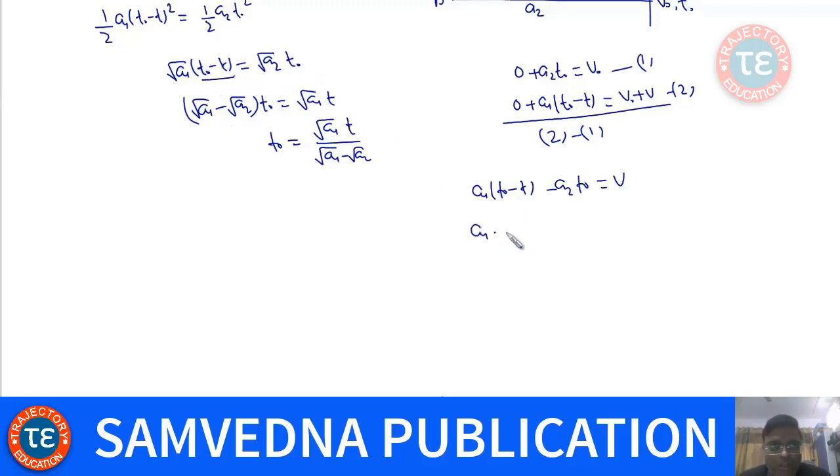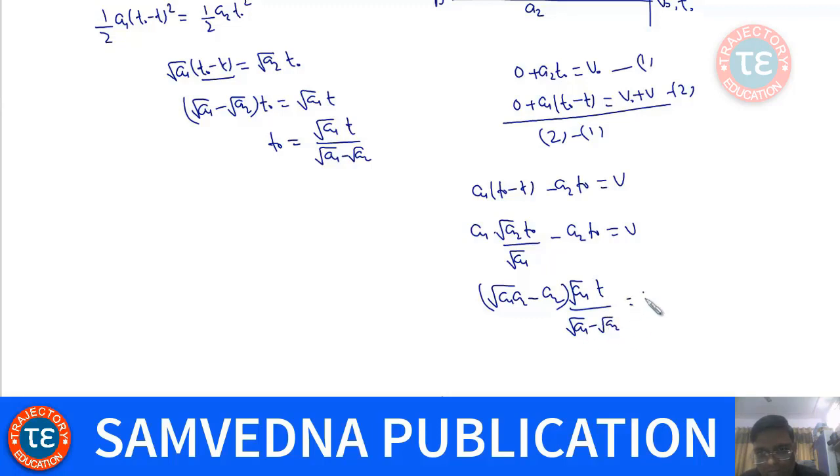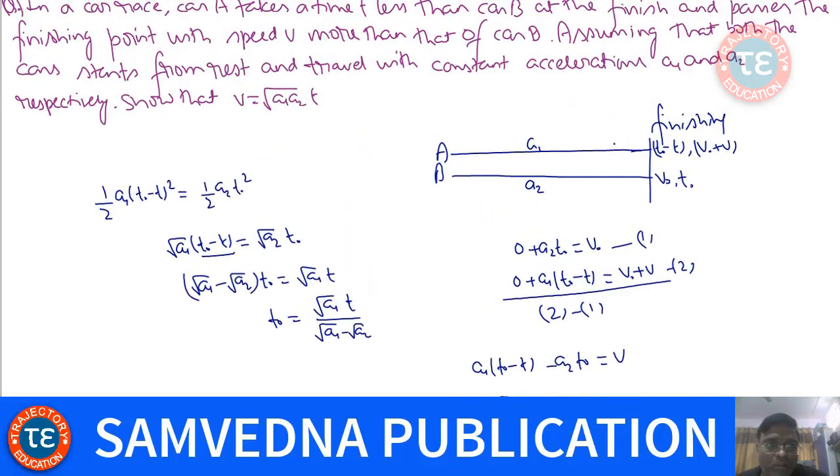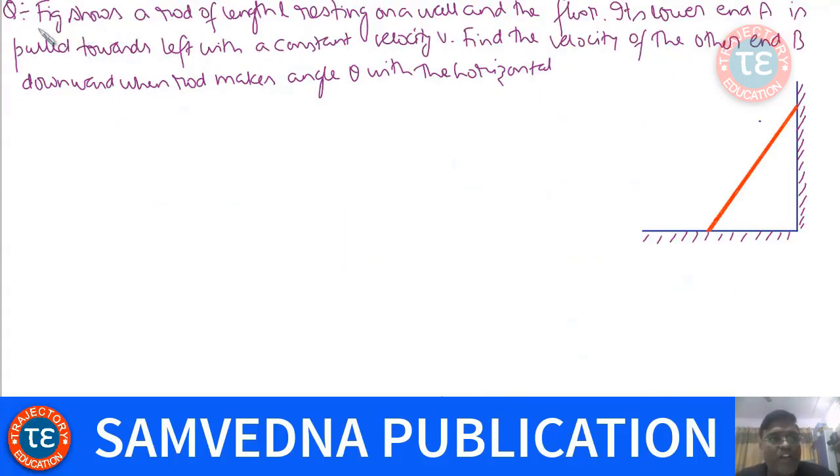See, t naught minus t is also given to you. This is a1, and t naught minus t you can put from here. And a2 t naught is v, and you have the t naught value. This is root a1 a2 minus a2, and you have the value of t from here, v. So from here what do you get? If I take root a2 outside, what I am left with is this. So this will cancel out. So I think you get this. Yeah, you get the idea. Okay. Let's move to the next question.